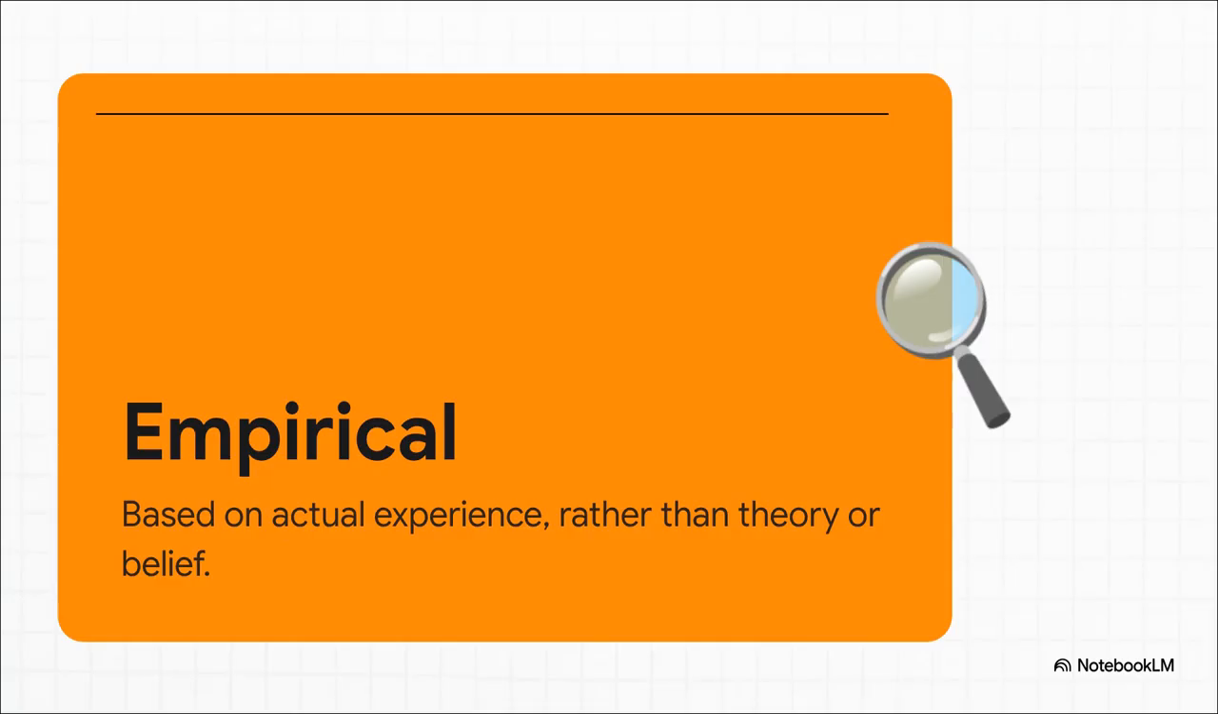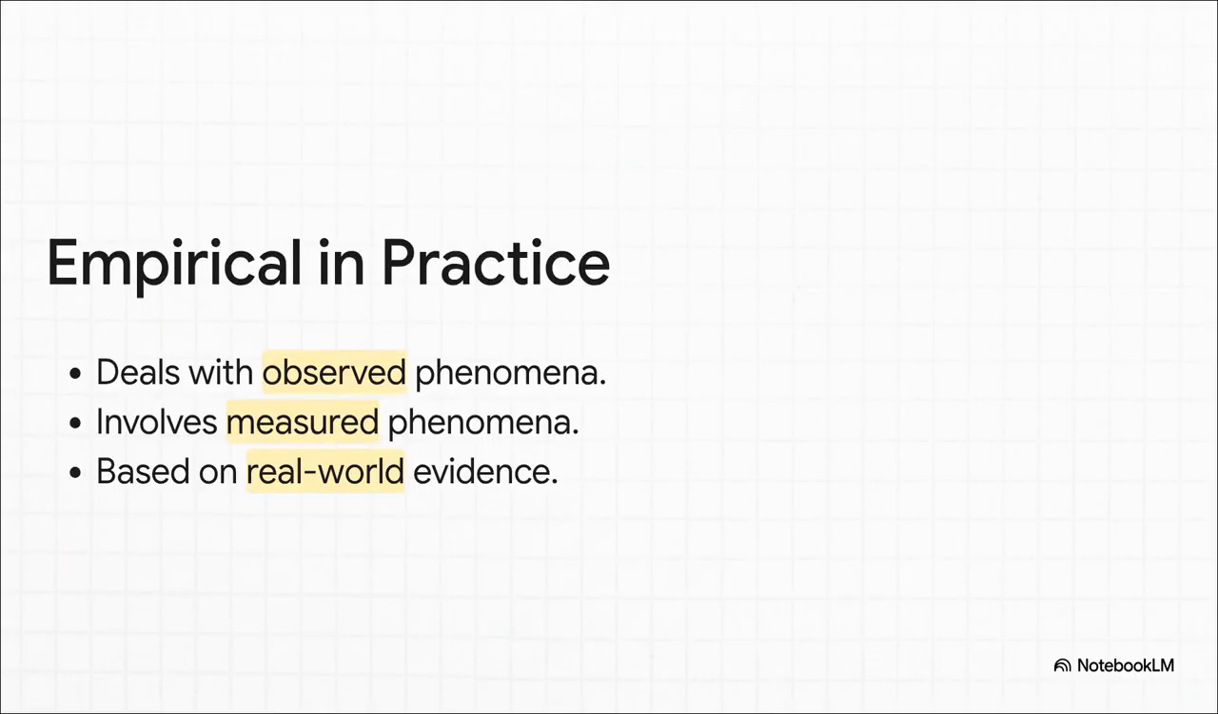At its core, it's pretty simple. Empirical just means it's based on actual experience, not just some theory or belief somebody cooked up. It's all about evidence from the real world, stuff you can actually observe and measure. So in practice, what does that look like? Well, it means the research deals with stuff that's been observed. It involves things that can be measured. It's all about gathering actual, tangible proof from the real world. Whether they're studying human behavior or a chemical reaction or whatever, it has to be something they can see and record.